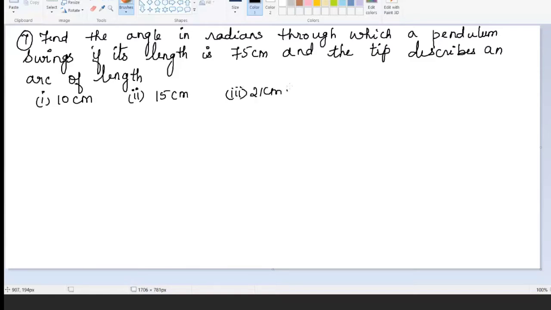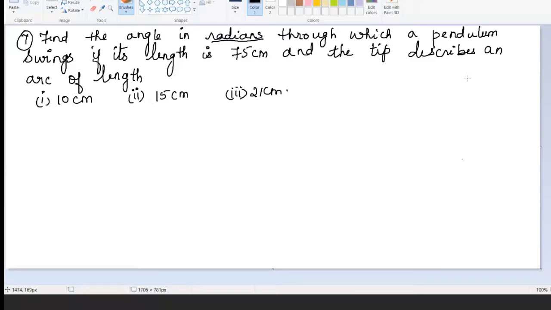So let us understand the problem in detail now. First we should understand the problem. What is given? Find the angle in radians. So this much should be there in my mind: whatever angle I want should be given in radian measure. I know to convert radian measure to degree, and degree measure to radian measure, since I have learnt this conversion in this exercise. Now I want the angle in radians through which a pendulum swings if its length is 75.